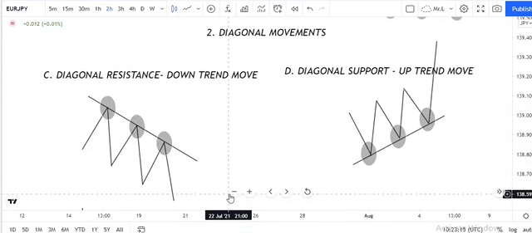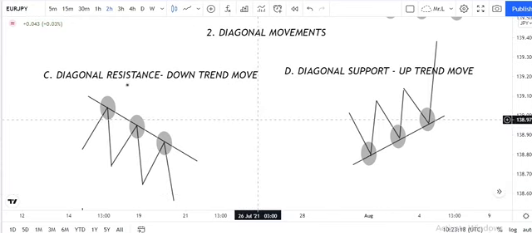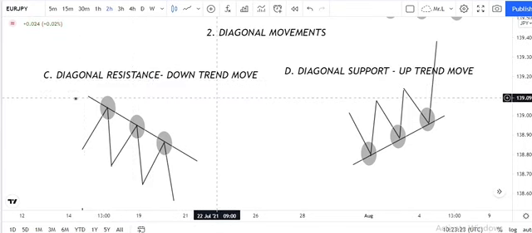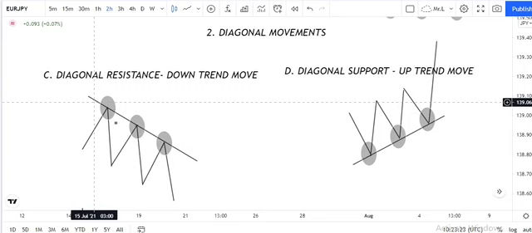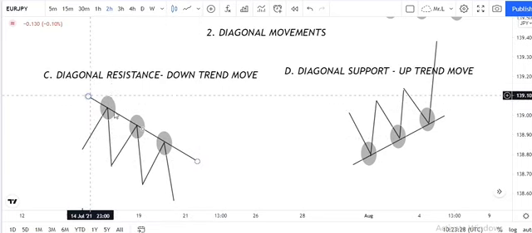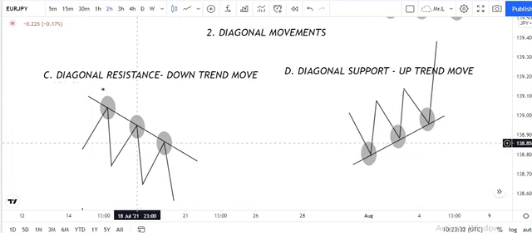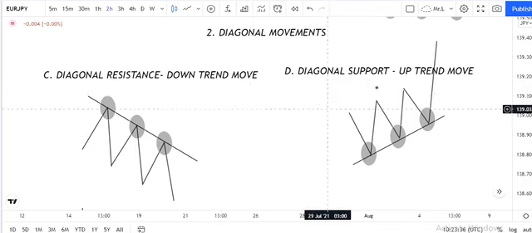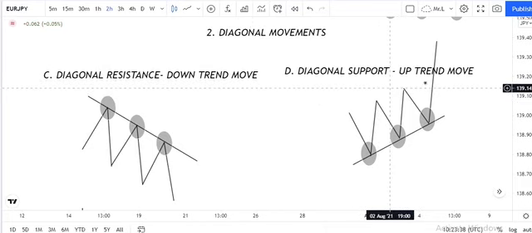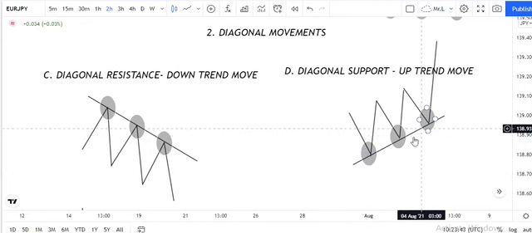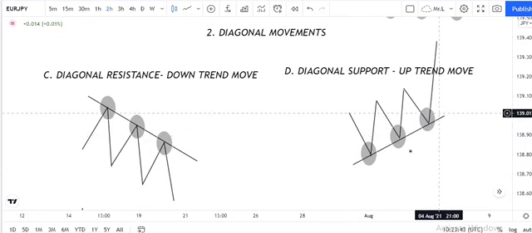And then we come to diagonal movements. There is diagonal resistance. Diagonal resistance serves as a downtrend move. As you can see, we are going downwards, but we are still rejecting at the top. So we call it diagonal resistance. This is a downtrend move. And then we have diagonal support, which serves as an uptrend. We are rejecting at the bottom, but we are still going up.